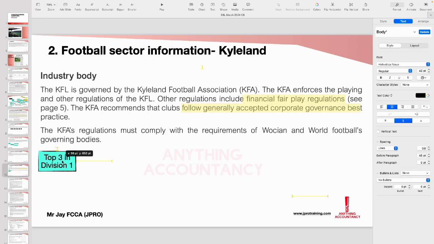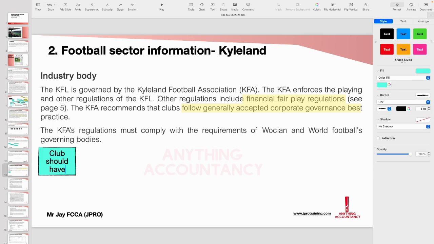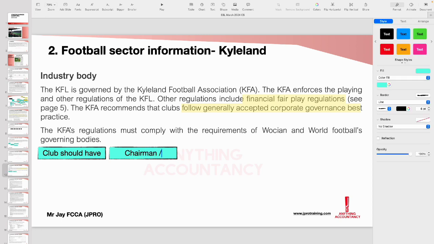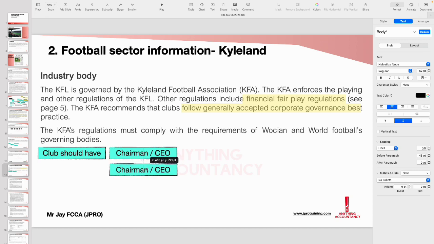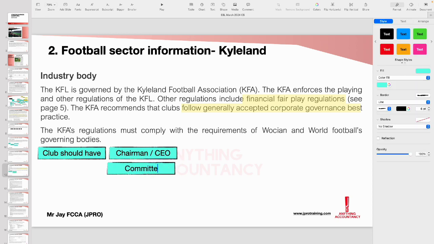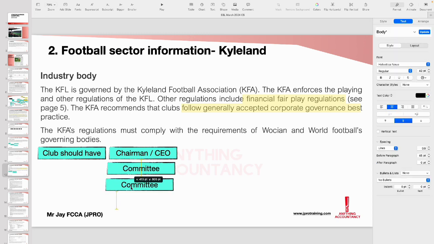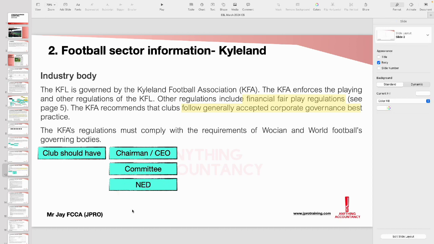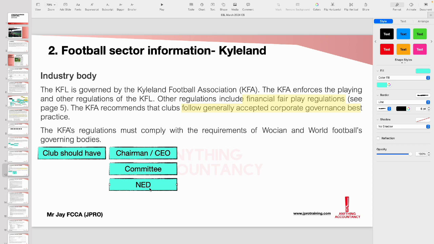There are 2 points here. The first point is the club should have, if you talk about the standard practice, a chairman, CEO. Then the next one would be the committees. You should have the idea of NEDs. Those are the common items that you should have inside the board of directors, because they already say you must follow corporate governance best practice. The assumption is that you don't need to be a listed company to follow it. You do need to have the standard one.